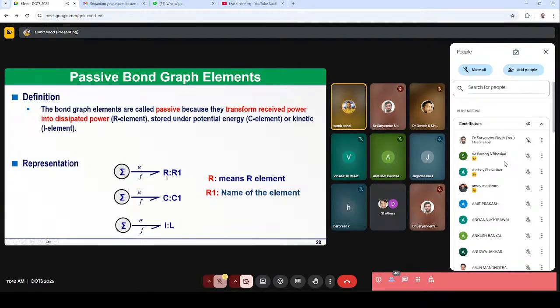And this R is used to represent the resistance element. Here R is the type of the element and R1 is the name of the element. Likewise, for the C or compliance element, we can represent it like this, and for I we can represent it like this.